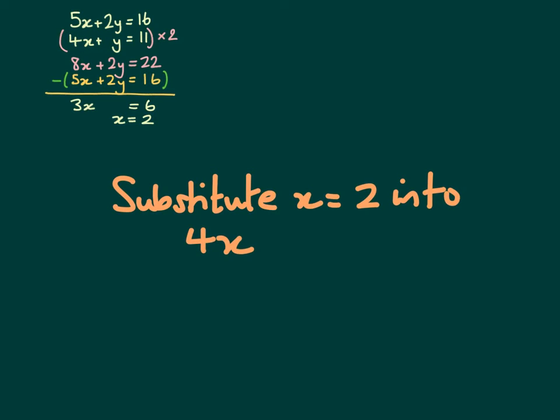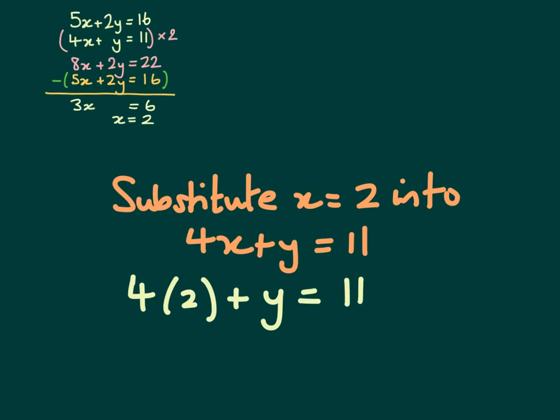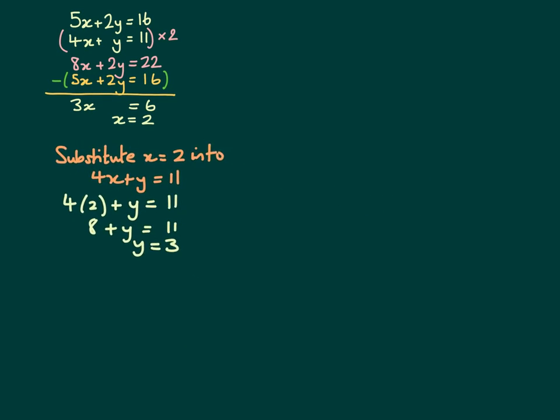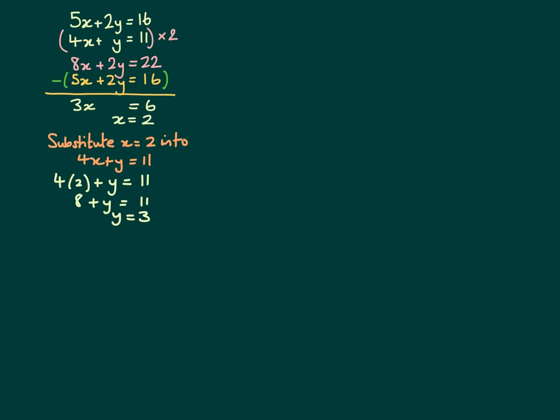So we're going to substitute x equals 2 into 4x plus y equals 11. Okay, so rewrite that out again, change the x into a 2. So that's 4 brackets 2 plus y equals 11. So 4 lots of 2 is 8, plus y is equal to 11. So therefore, y is going to be 11 take away 8, which is 3. I'll just push that up there as well. And there's our solution for that equation.